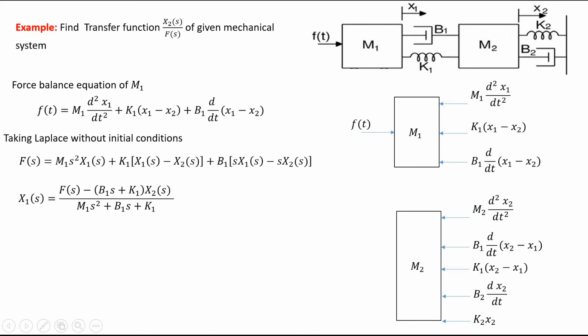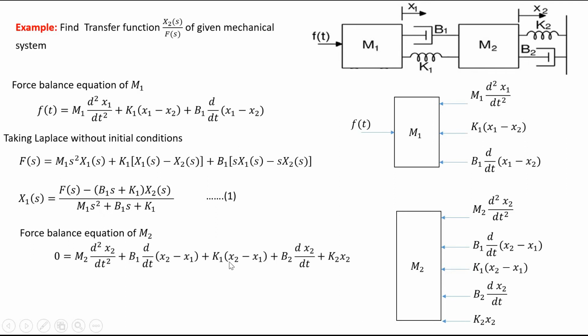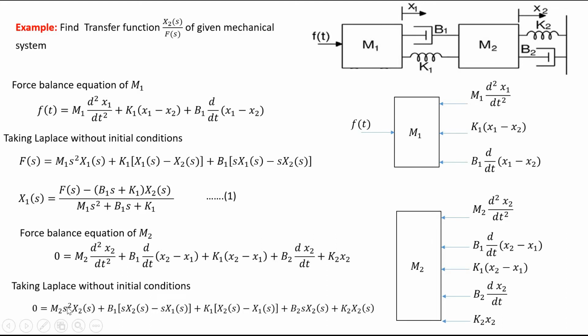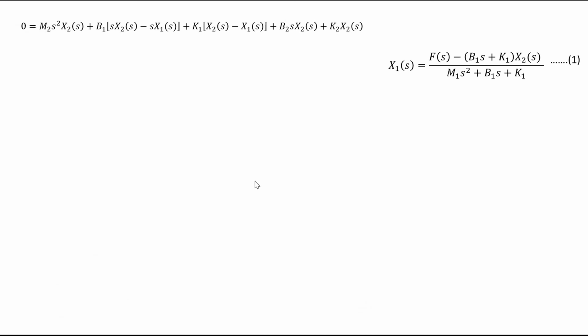Now we can take the force balance equation of m2. So let this be equation 1, the force balance equation of m2. There is no force applied, so 0 here, and there are 5 forces. So it will be like this, and we can take the Laplace. So it becomes m2 s square x2 of s, b1 s into x2 of s minus x1 of s, k1 into x2 of s minus x1 of s, b2 s x2 of s, k2 x2 of s. So we have these equations.